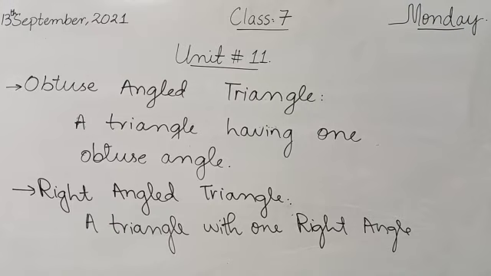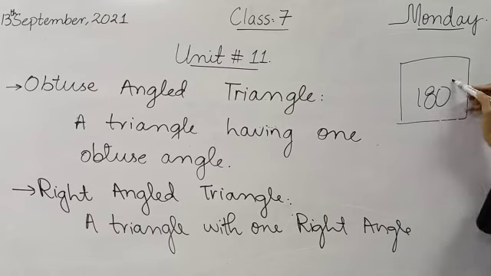Next, what is the interior angle sum of a triangle? The sum of interior angles of a triangle is equal to 180 degrees. Okay? So we already read about triangles in class 6. Now this is just a revision of the concepts of a triangle.